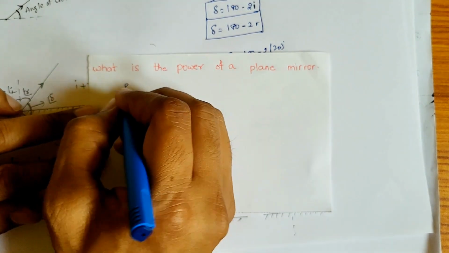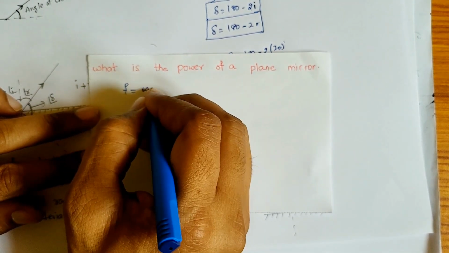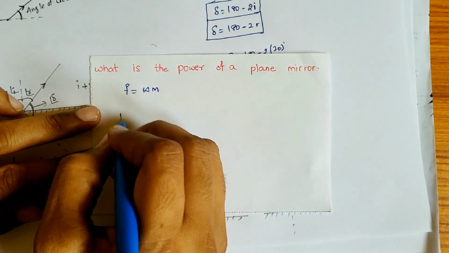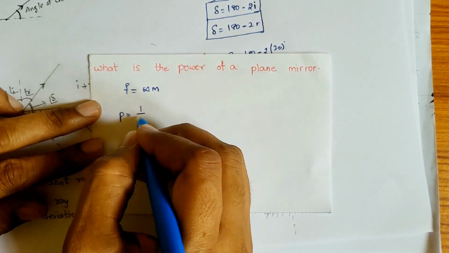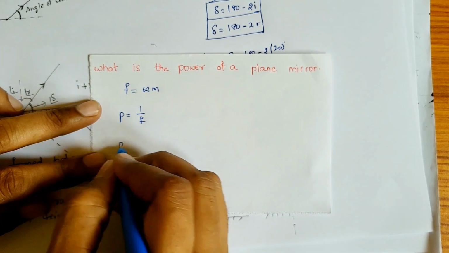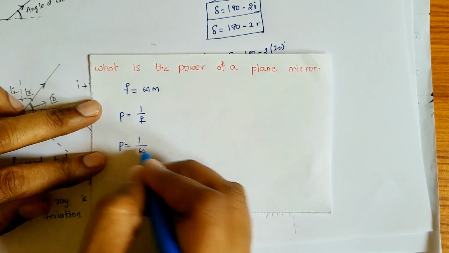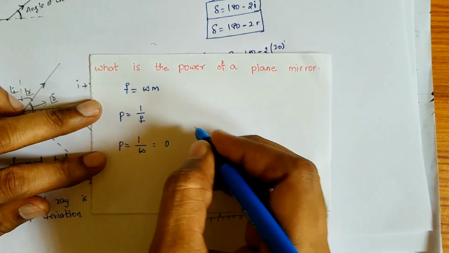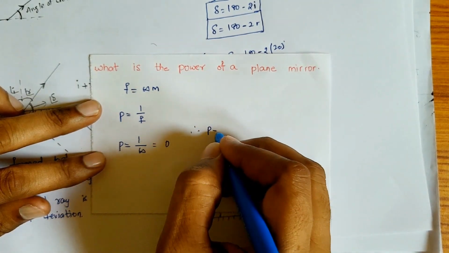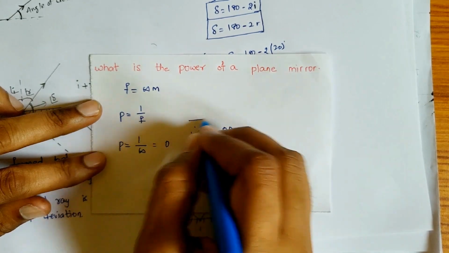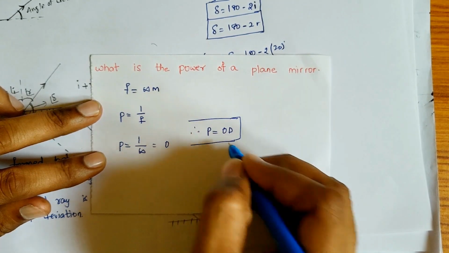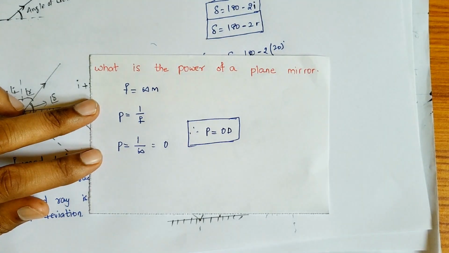So focal length we got, f is equal to infinity meters. Then what is power? The power formula is P is equal to 1 by f. So power P is equal to 1 by infinity. 1 by infinity is 0. So the power of a plane mirror is 0 diopter. Power of a plane mirror is 0 diopter.